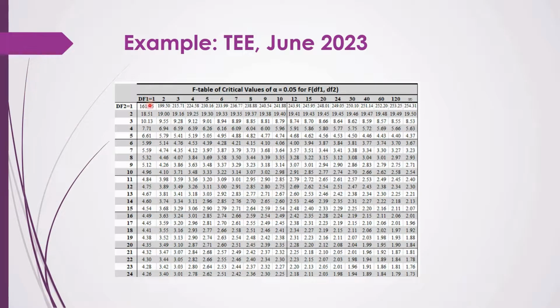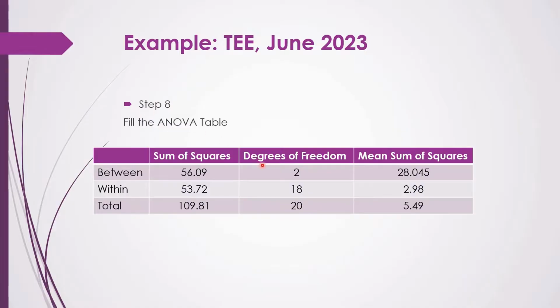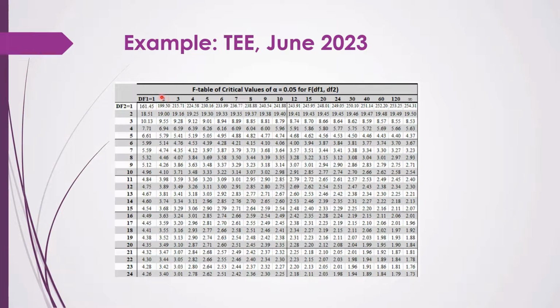So what we do is we'll find the critical value which coincides with df1 and df2. In this case, the df1 will be our degree of freedom between the groups and df2 will be our degree of freedom within the groups. So if you remember, what was the degree of freedom between the groups? 2. And what was the degree of freedom within the group? 18. So we'll take 2 here and then we'll scroll down to 18. This is 18. The critical value for our question is 3.55.